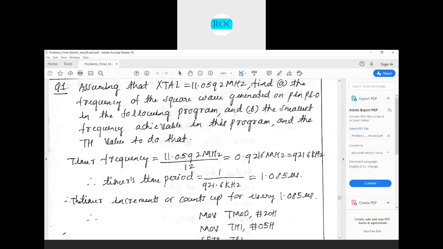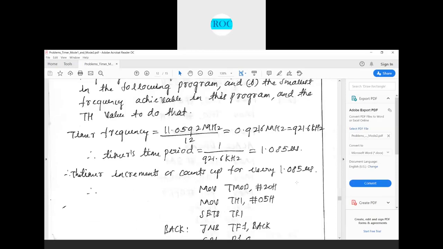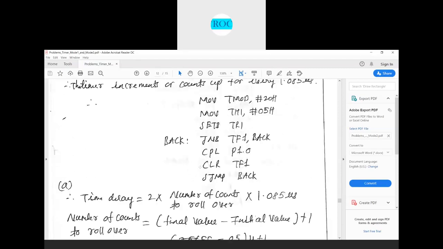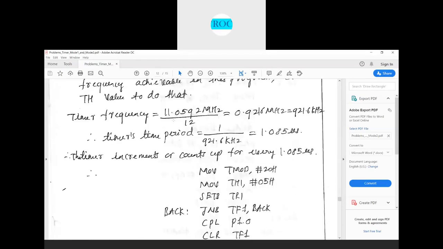Now, what is the crystal frequency given to us? 11.0592 megahertz, and we divide that by 12. So what is the timer's frequency? 921.6 kilohertz. So what is the time period? We have 1.085 microseconds here, right? Now, how do you calculate the time delay? 2 into the number of counts to roll over into 1.085 microseconds.